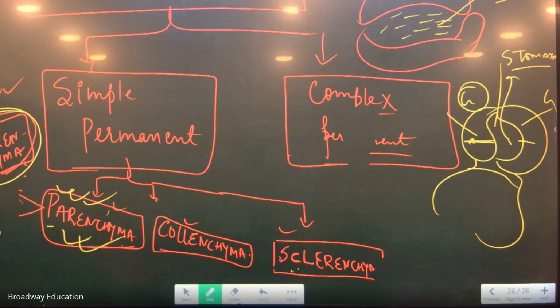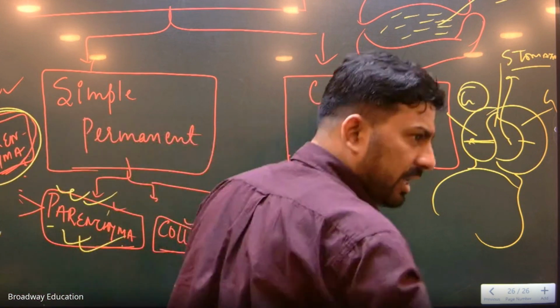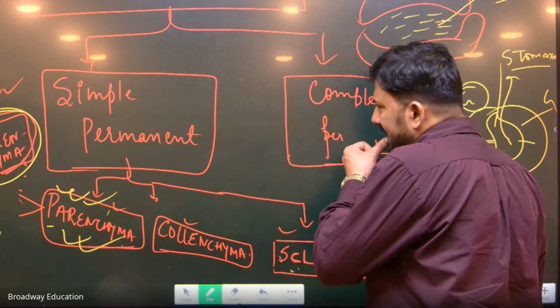So this is adaptability. Understood? Now, husk of the coconut, jute. It is also an example of what? Sclerenchyma only. Getting my point? Yes or no? Put it in your notebook: husk of the coconut, jute, etc.